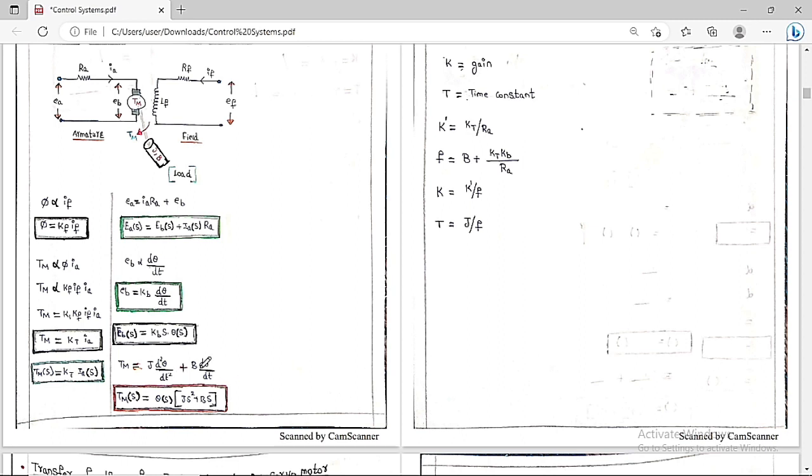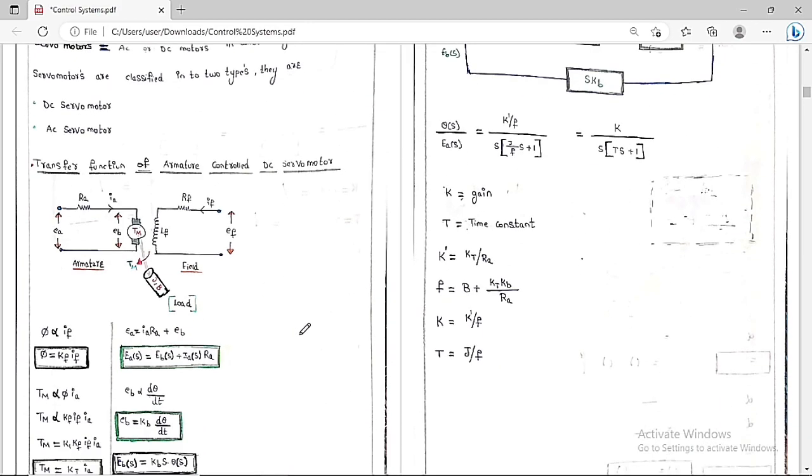If you apply the Laplace transform to this equation, then we get Tm(S) is equal to J into S² into θ(S) plus S into B into θ(S). If we take θ(S) common, then we get J into S² plus B into S. So this is the equation that we are going to get: Tm(S) is equal to θ(S) into (J S² plus B S).